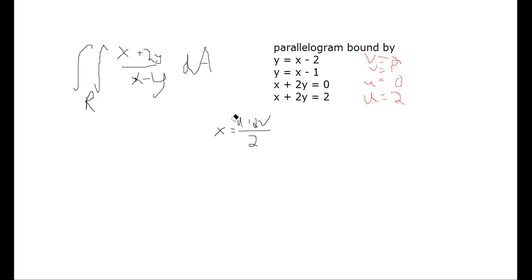None of those look like what I want them to look like, but hey, whatever. Can't draw. And then we have that y is equal to (u − v)/3.